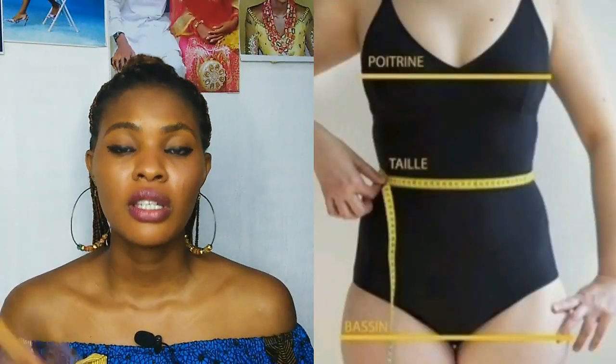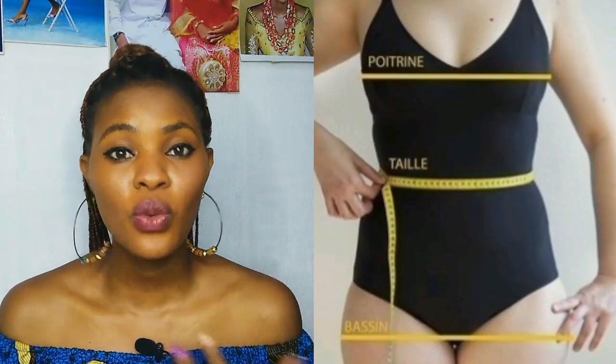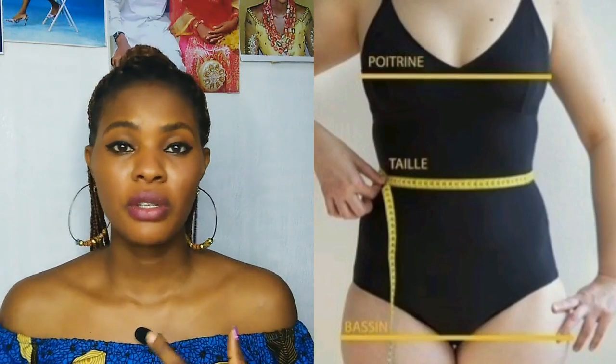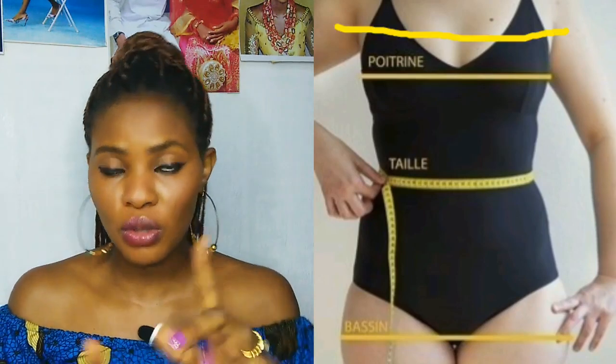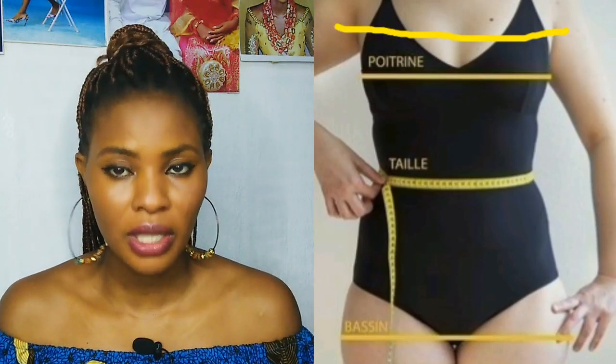So the next thing is the circumference of the body we will be needing to draft a basic block. So the first thing, you need your bust measurement, your waist measurement, and your hip measurement. These are the basic measurements you really need, and also your upper chest measurement, right? So now that we've cleared this part, let's just get right into the video.